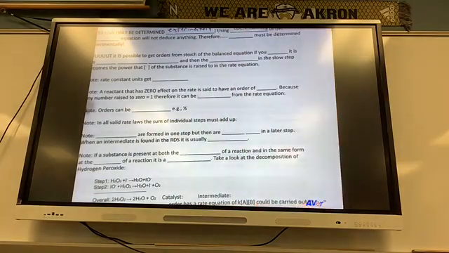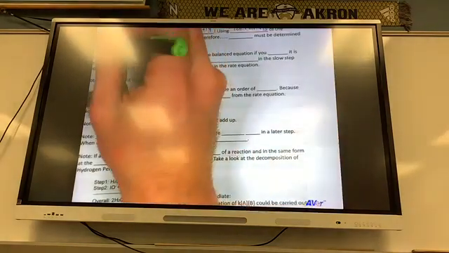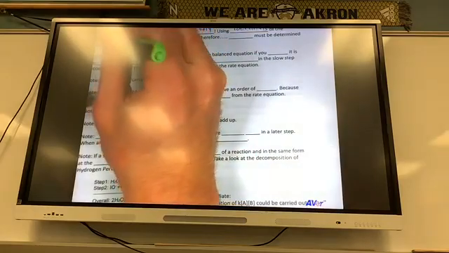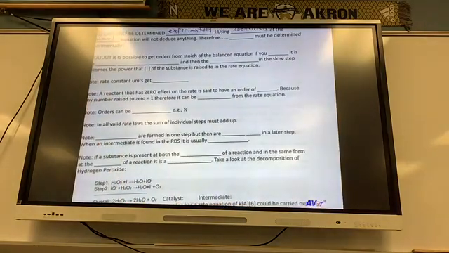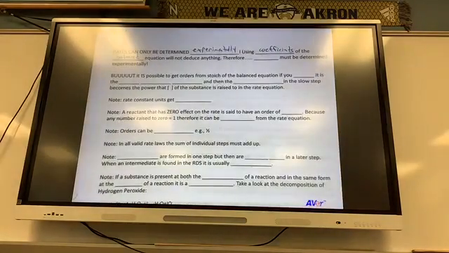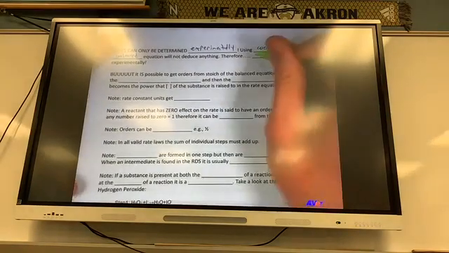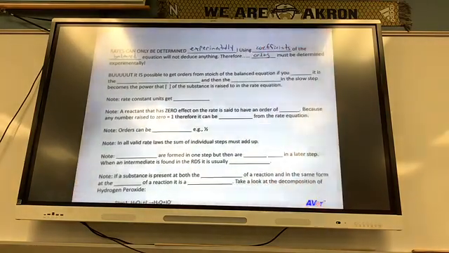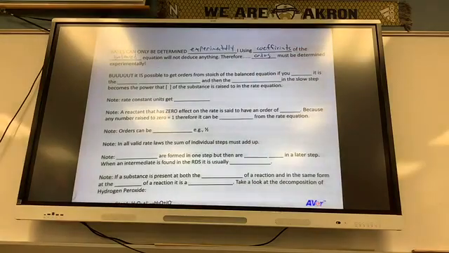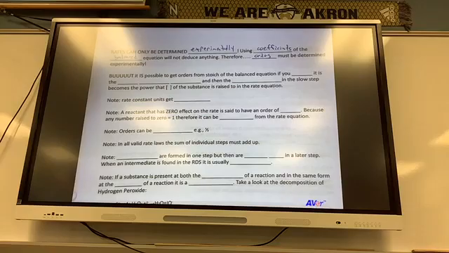Using coefficients of the balanced equation will not deduce anything. So that means orders must be determined experimentally. You're going to have to actually do an experiment to determine this, or have some kind of data to determine this. It's not hard, but you have to have some kind of data.